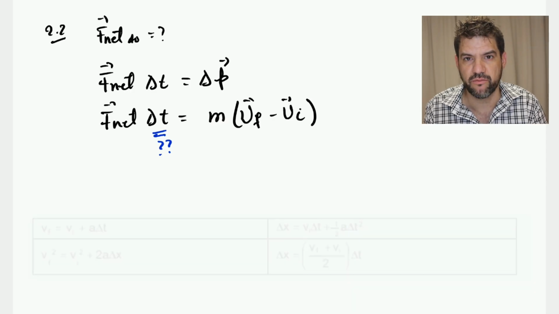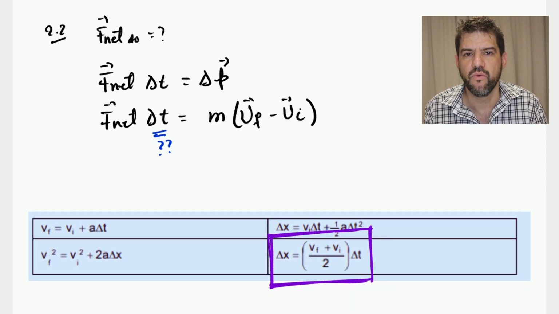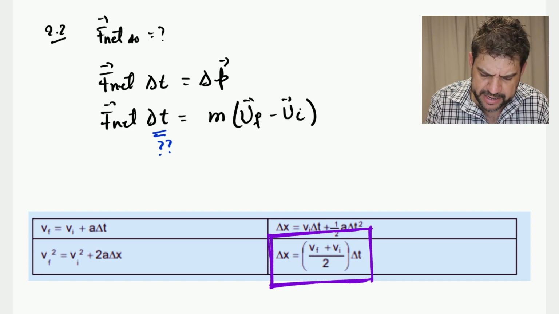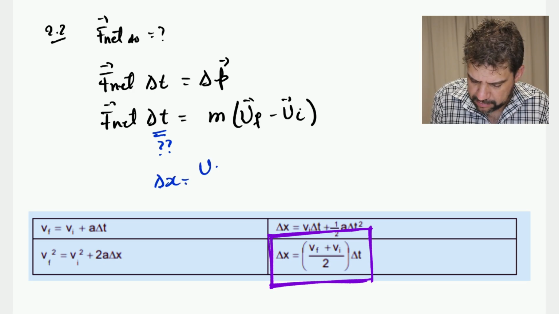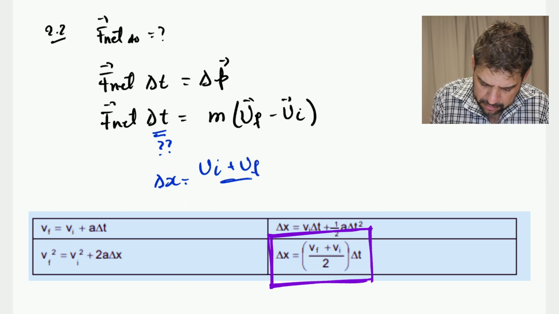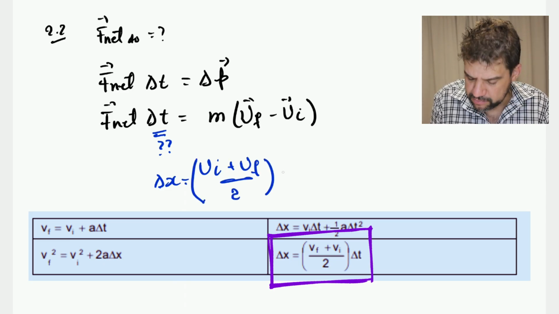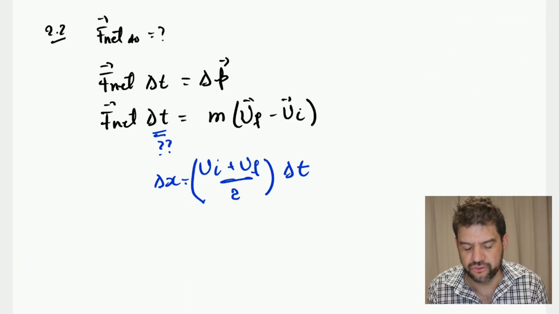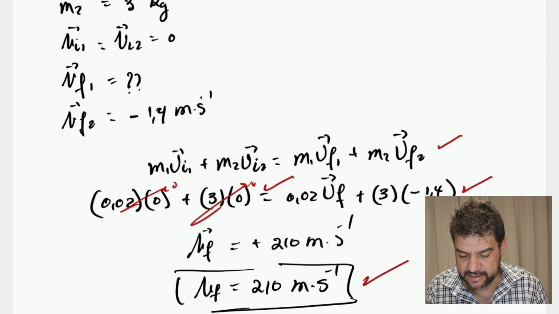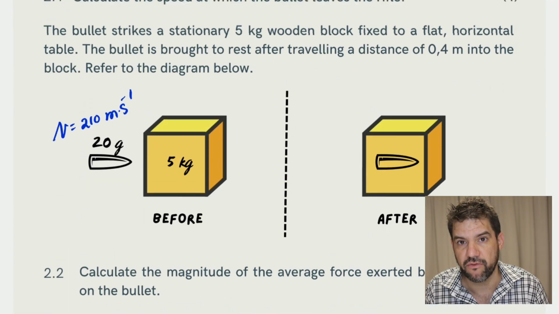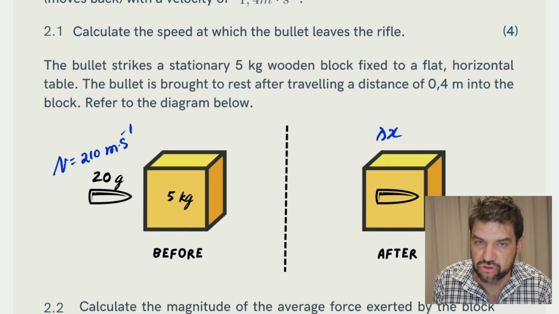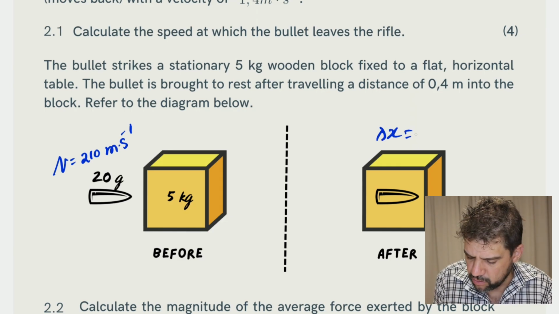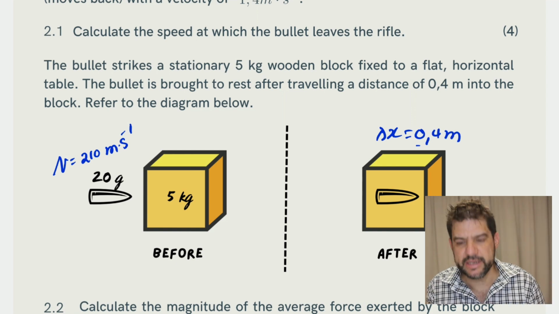We have to see, according to the data, which one we can use. There are many. I'm not going to look and show you all of them. But if you say that the displacement is equal to initial velocity plus final velocity divided by 2, multiplied by the time, that could be a formula to help you because you have everything. They're telling you that the distance is 0.4 meters. The displacement that the bullet is going to move inside the block is equal to 0.4 meters.